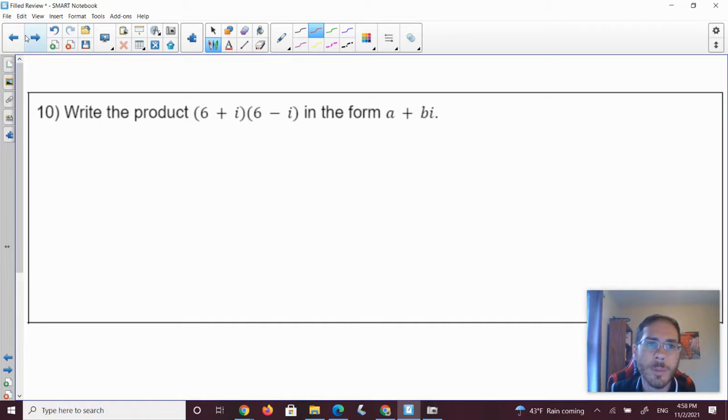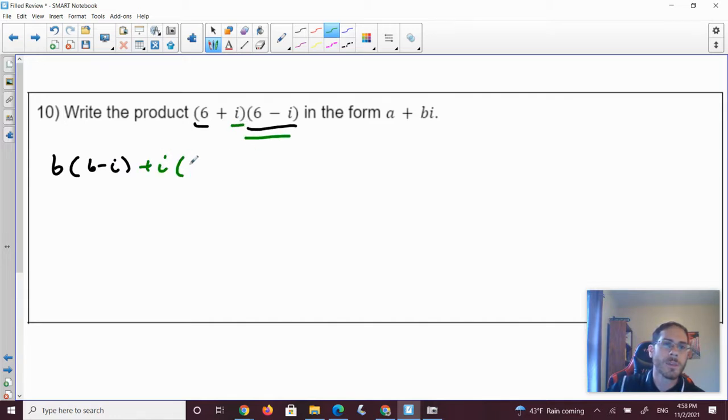All right, write the product 6 plus i times 6 minus i in the form a plus bi. You can do this either with the boxes with FOIL or the double distributive property. I'm going to double distribute this one. So 6 times 6 minus i plus i times 6 minus i, and we just distribute.